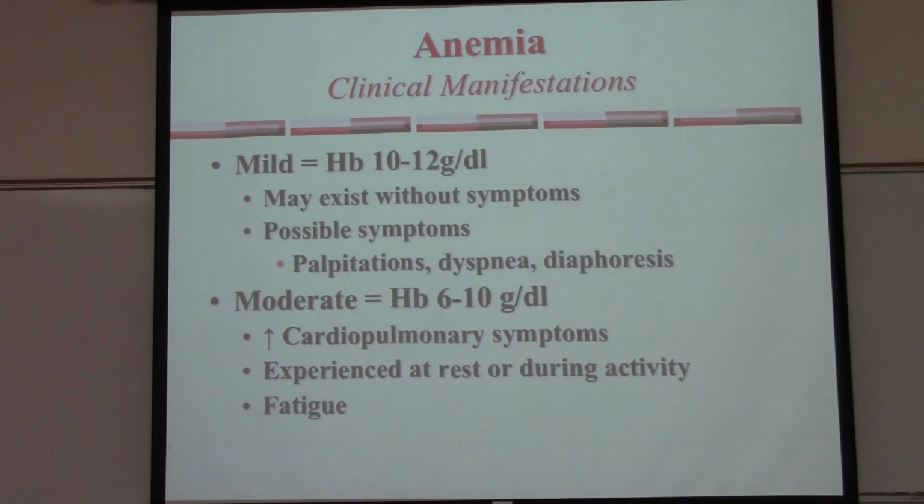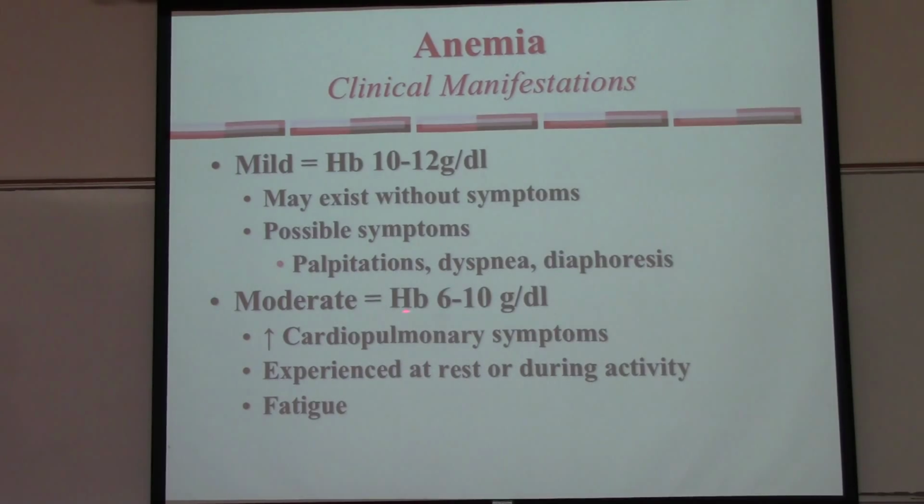Manifestations are going to depend on the level of oxygen that is being transported and how much hemoglobin there is to transport it. A mild anemia is 10 to 12. The patient may get along okay. They might feel kind of tired. They might have some symptoms if they exert themselves.